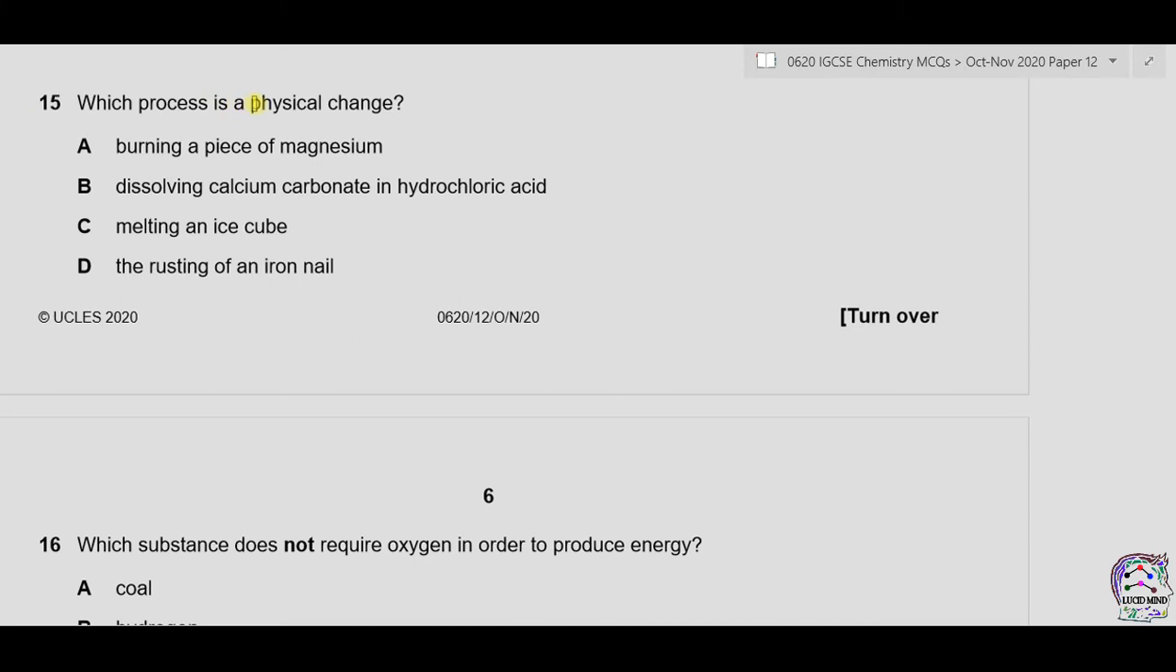Question 15. Which process is a physical change? A is burning a piece of magnesium. Now magnesium is a metal and it burns in oxygen to form magnesium oxide, and this is not a physical change, it is a chemical change. So A is incorrect. B is dissolving calcium carbonate in hydrochloric acid. When we dissolve calcium carbonate in hydrochloric acid, it converts into salt, which is calcium chloride, along with the production of carbon dioxide gas and water. This is also a chemical change, so B is incorrect.